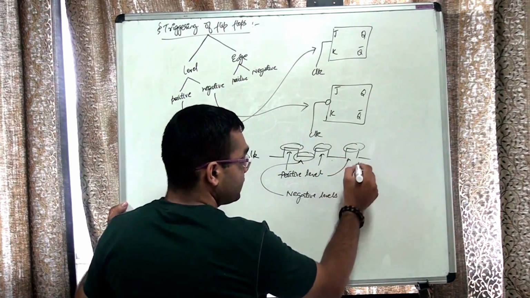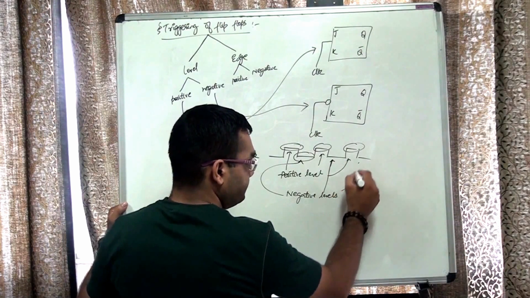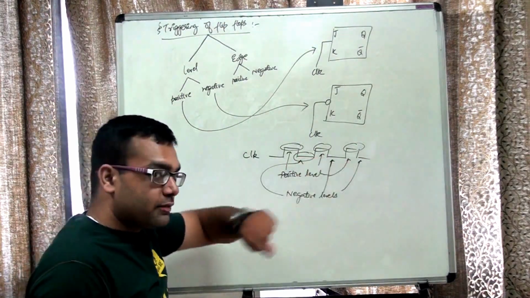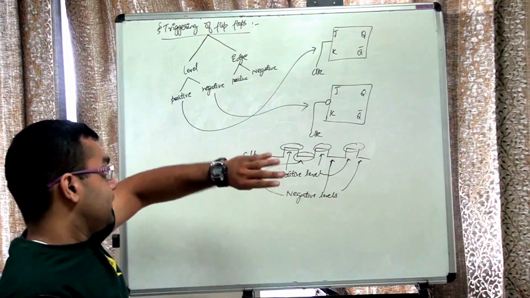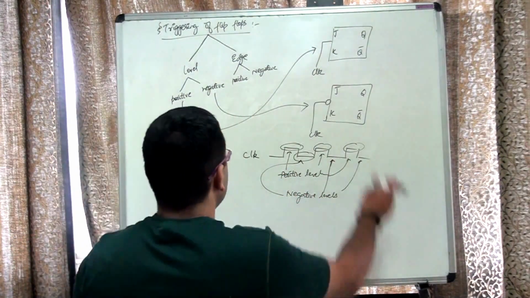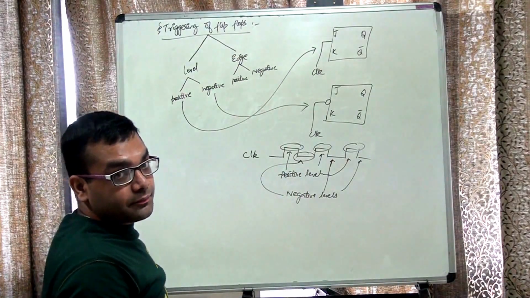Similarly, this and this. Okay. So during this duration, my flip flop actually generates the output, that is according to the truth table of the flip flop. Alright. Now, what is the concept of actually edge triggering?